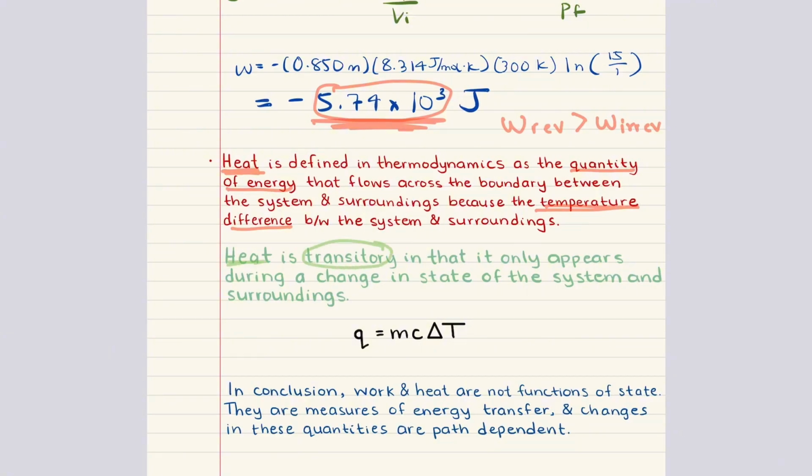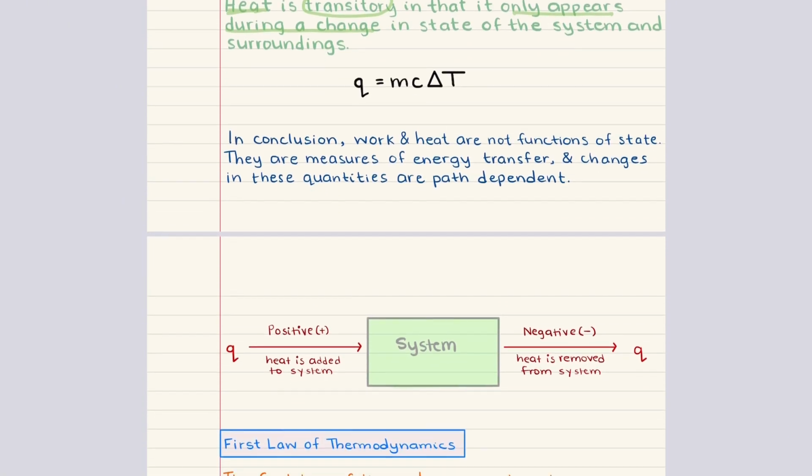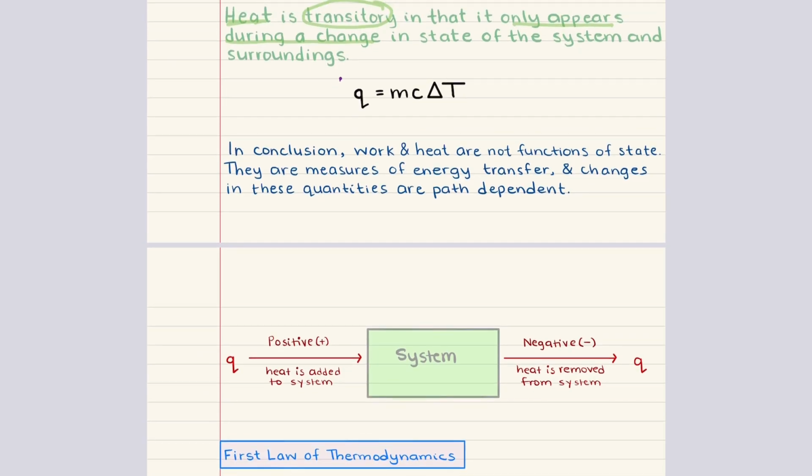Heat is also transitory. That means it only appears during a change in the state of the system and surroundings. If nothing changes, there is no stored heat in the system. Heat is not a property of the system, but rather a way that energy is transferred. A very common way of calculating heat transfer is with this relationship. Heat equals mass times specific heat capacity times the change in temperature. So m is the mass of the substance, lowercase c is the specific heat capacity, and delta T is the temperature change, final minus initial.